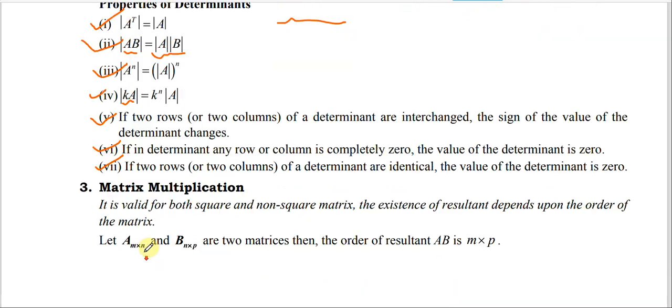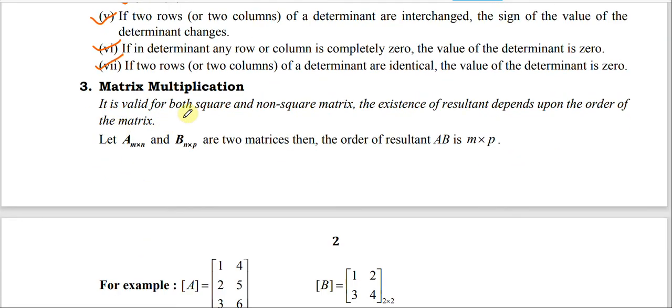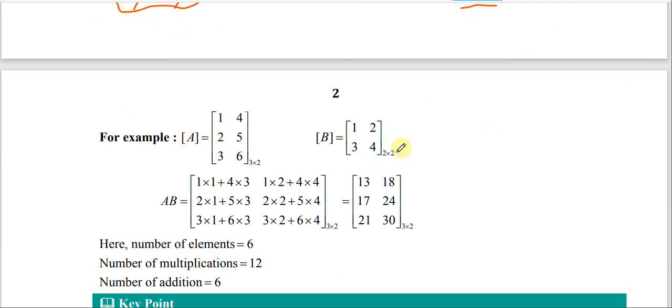Now matrix multiplication. Matrix multiplication is valid for both square and non-square matrices, no? And it exists only if here n and n are equal, meaning the columns of this should be equal to the rows of this, because we know that we will cancel this and the resultant will be m cross p. So this is a 3 cross 2 and 2 cross 3, so its multiplication is valid because the 2 and 2 are common here, so 3 cross 2 will be the resultant.